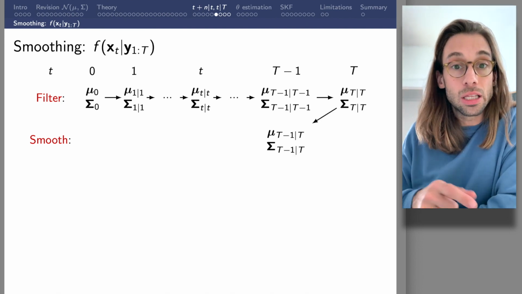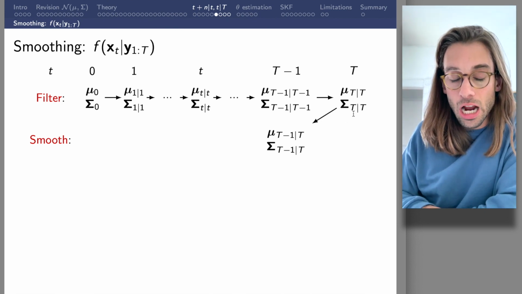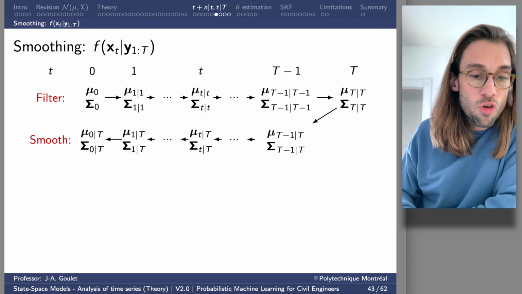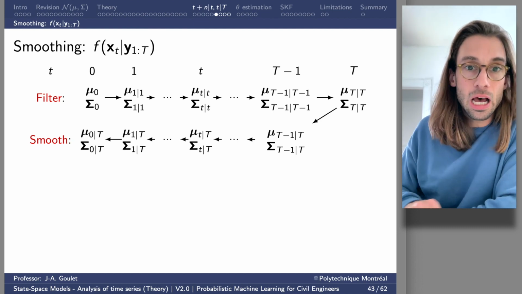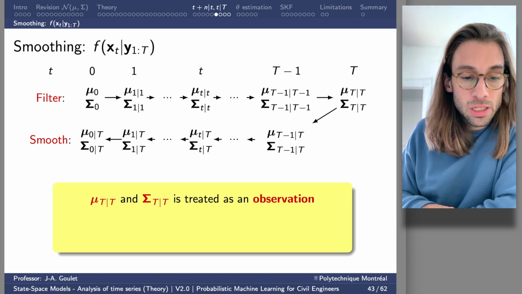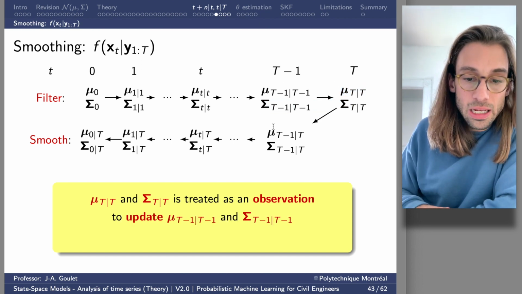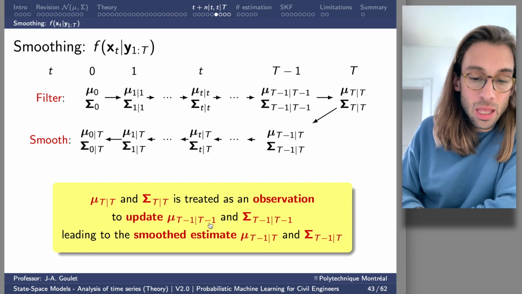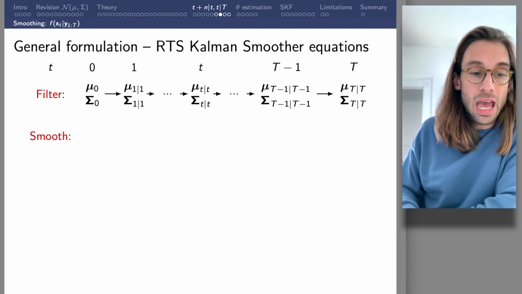So what we're going to do is go backward. Now we're going to use the posterior knowledge at time t and use it to update our knowledge at time t minus 1. Then we're going to move back like this in time. In that case, the last estimate would be treated as an observation to update this one. And we go back recursively like this in time. At the end, this is what we obtain, what we call our smoothed estimate.